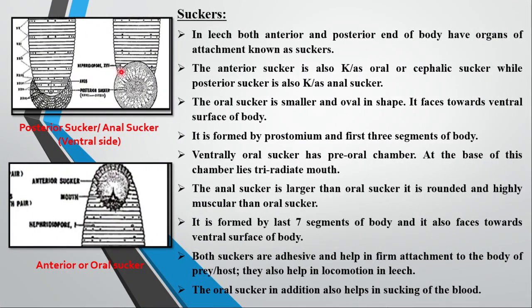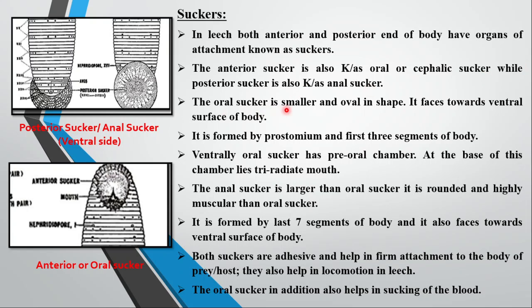Now see, two types of suckers are present, one on the posterior end and one on the anterior end. The posterior sucker is also called the anal sucker, which is present on the ventral side, and the anterior sucker is also called the oral sucker, which is also present on the ventral side. So let's see about the suckers here. In leech, both the anterior and posterior ends of the body have organs of attachment known as suckers. The anterior sucker is also known as the oral or cephalic sucker, while the posterior sucker is also known as the anal sucker.